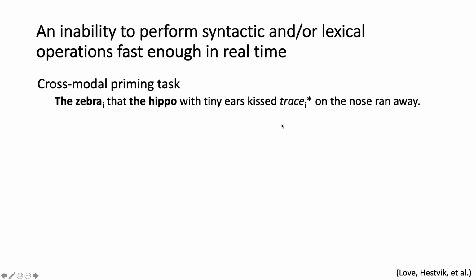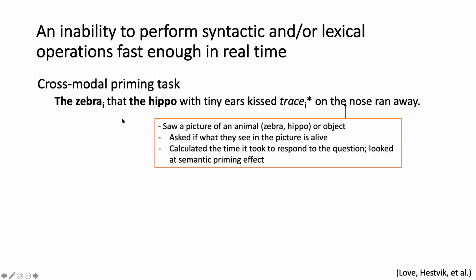Kiss, or the zebra, is actually the direct object of kiss, but it just got moved to the front of that sentence. So in this cross-modal priming task, what would happen is children would see a picture of an animal. So it'd either be like a zebra or a hippo or just some random object. And they would see it flash on the screen right when they hear this word, the.